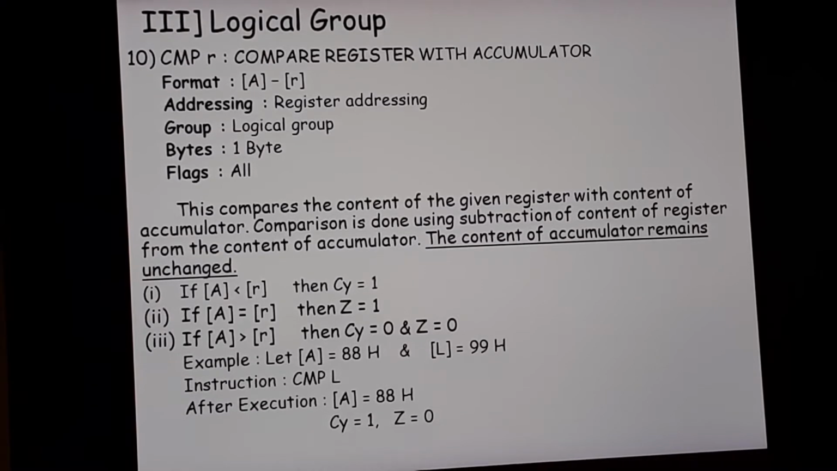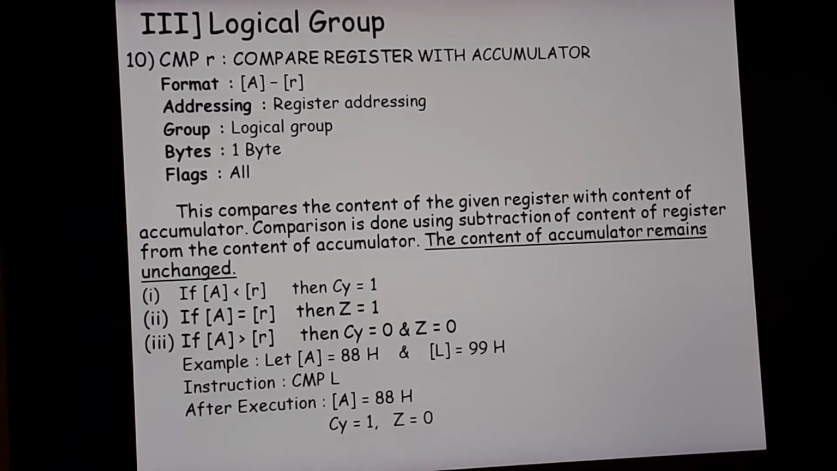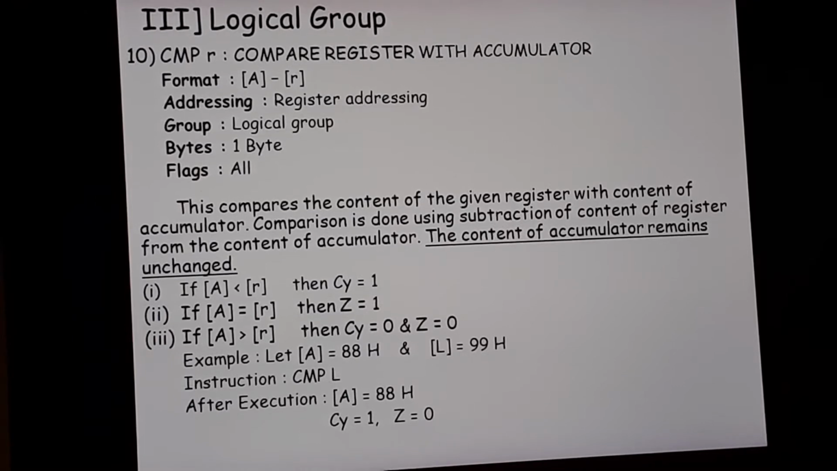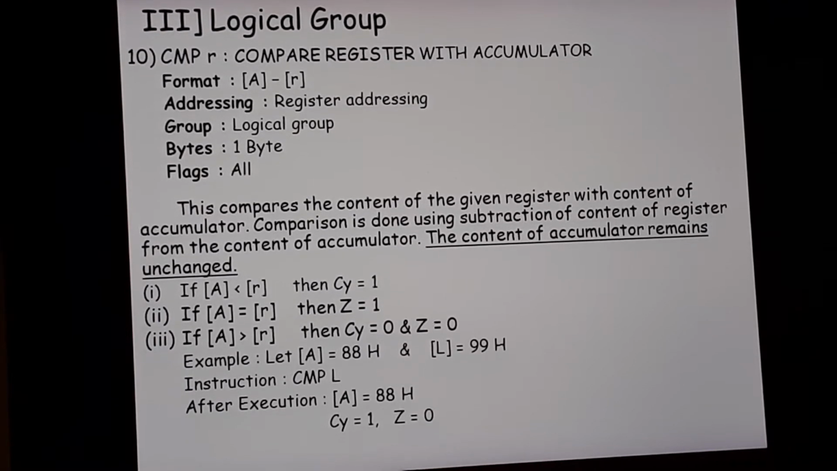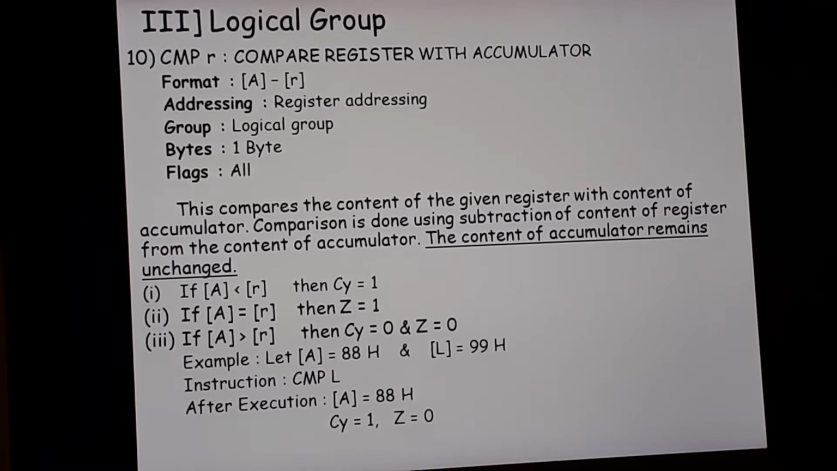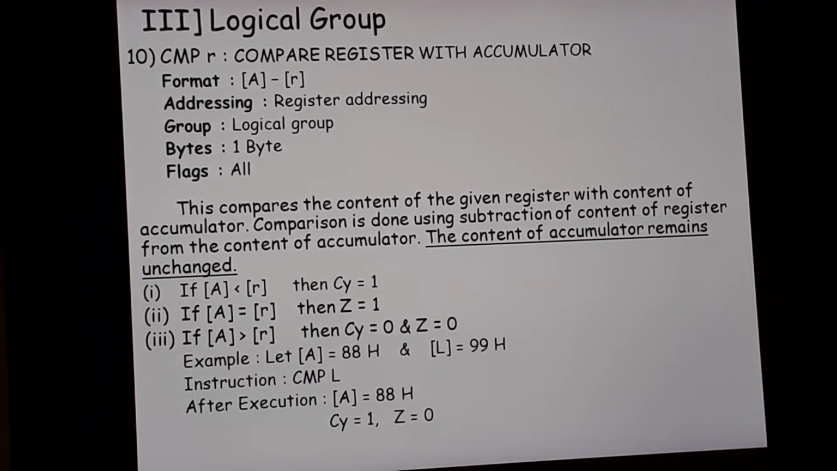Now in the next instructions we'll be seeing CPI, then CPI M. Okay, so all of these are compare instructions. So the group is logical group. Bytes will be 1 byte. Since it is register addressing mode, we only require registers. We do not require any operand or data, so hence it is a 1 byte instruction. The flags that you need to learn in this group of compare instructions, the flags that will be affected are all.